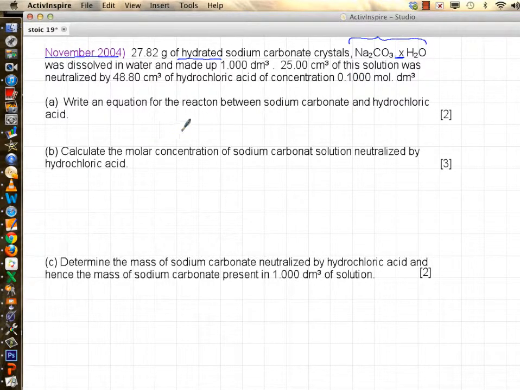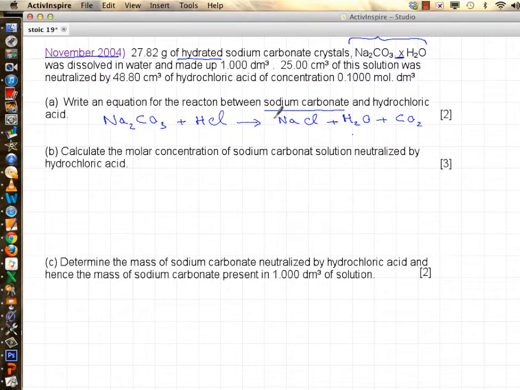Write an equation for the reaction between sodium carbonate and hydrochloric acid. Note they didn't say hydrated sodium carbonate, so the formula is given to you. So it's an easy equation to write. Na2CO3 plus, hopefully you know what hydrochloric acid is, HCl. Then you produce salt, NaCl, plus a weak acid, H2CO3, that decomposes immediately into water and CO2. IB prefers if you write H2O plus CO2 rather than H2CO3.